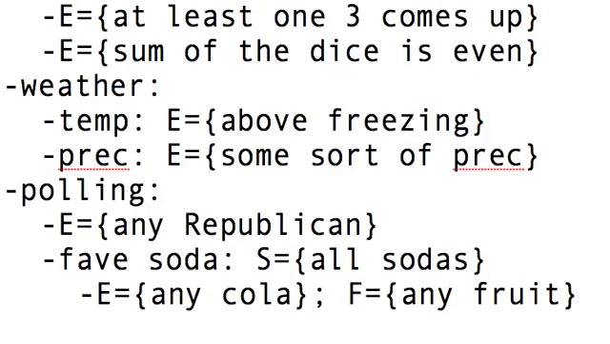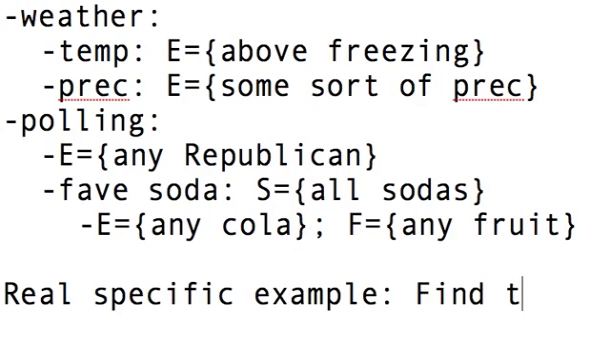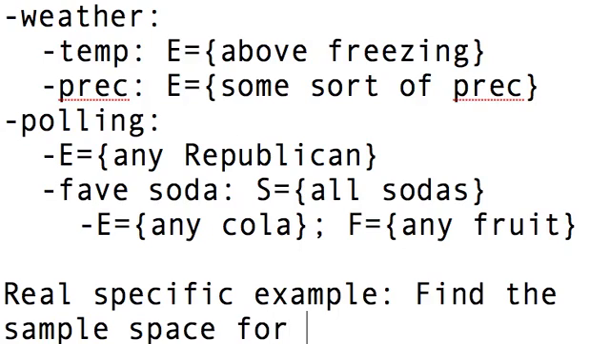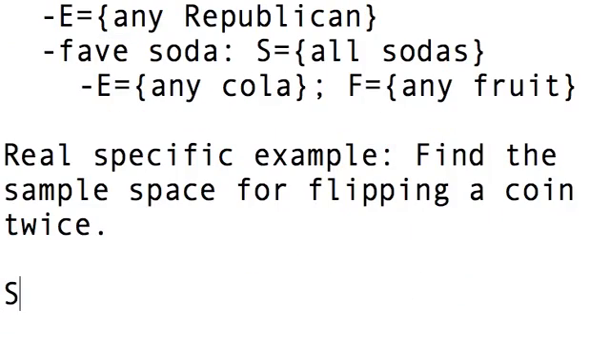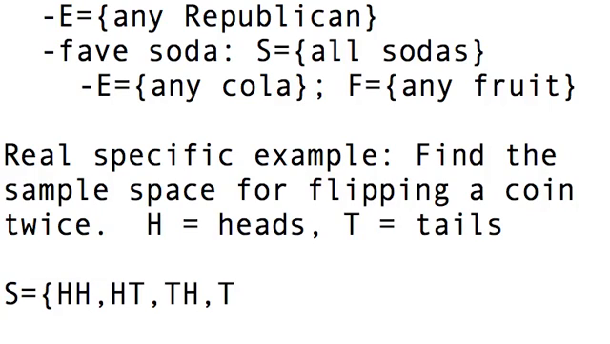Okay, so let's just stop this right here, but this is all the basics of the sort of things that we are looking at. Let me give us a real specific example. Let's find the sample space for flipping a coin twice. If I flip a coin twice, I'm going to let H be the coin comes up heads and T be the coin comes up tails. Then my sample space is I could get heads then heads, heads then tails, tails then heads, or tails then tails.